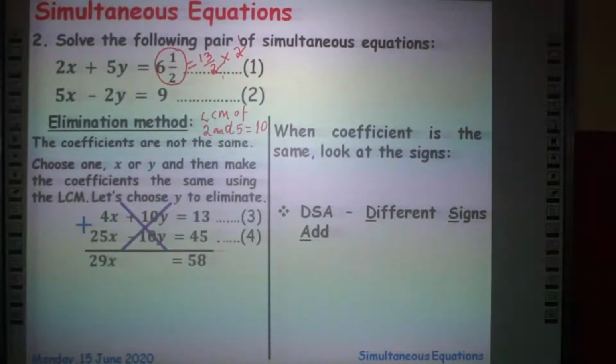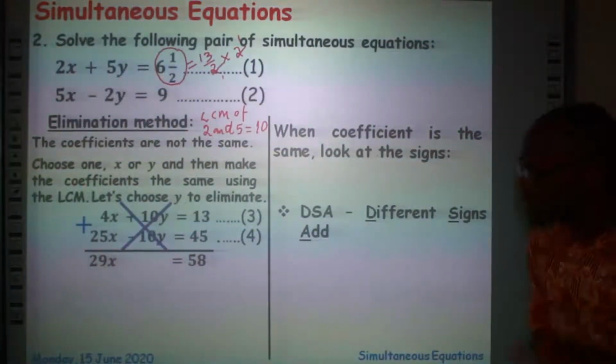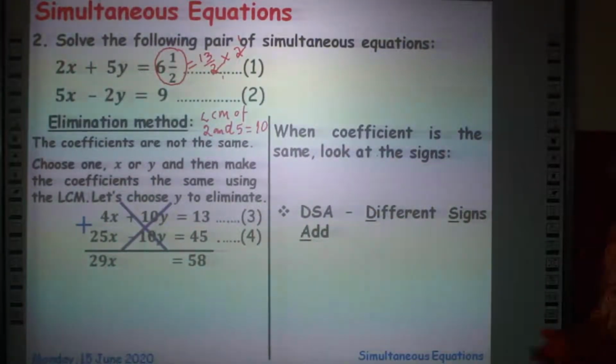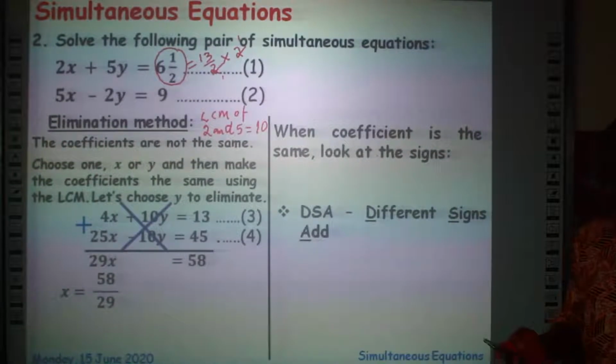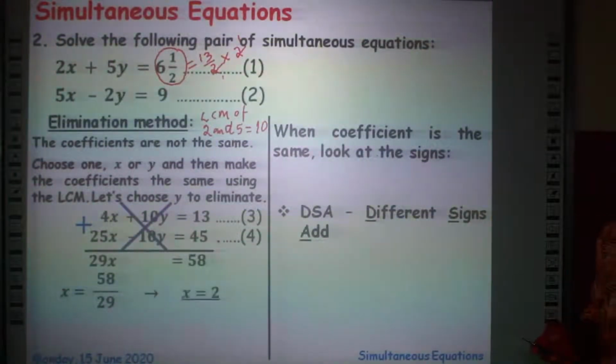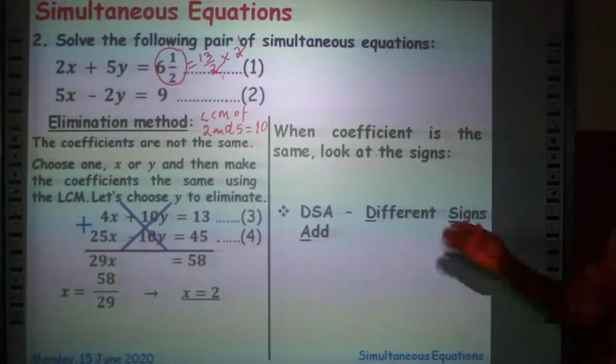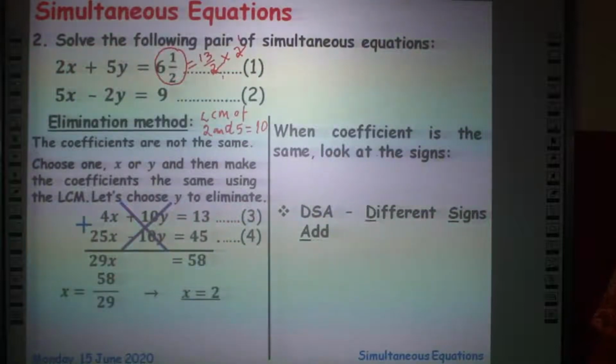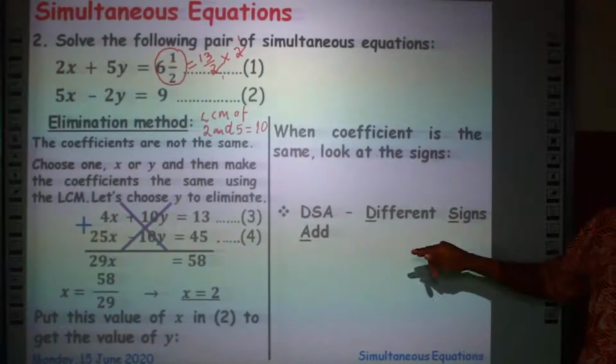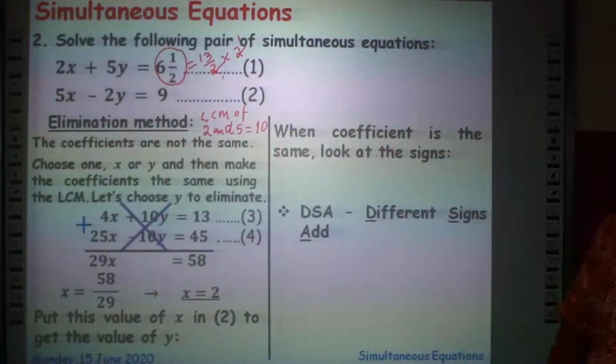If 29x is equal to 58, therefore x will be 58 divided by 29. And of course, when you divide 58 by 29, what do you get? You simply get 2. So there you go. We have the value of x. X is 2. So now, with this value of x, we put it in equation 2 to get the corresponding value of y.